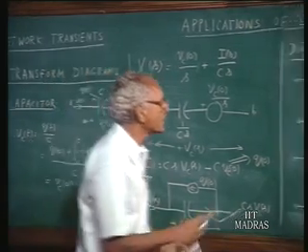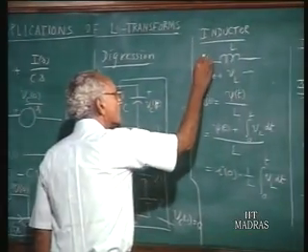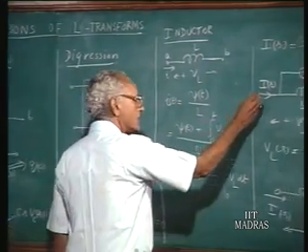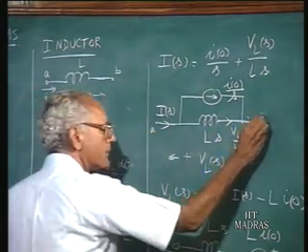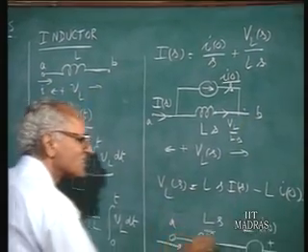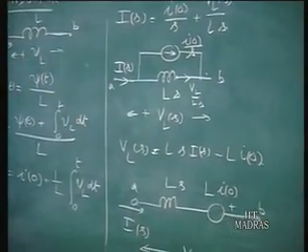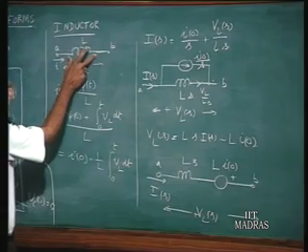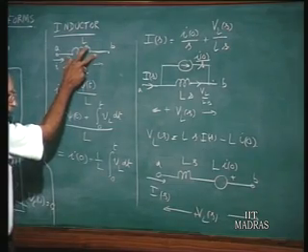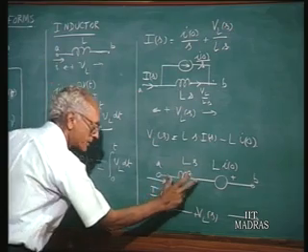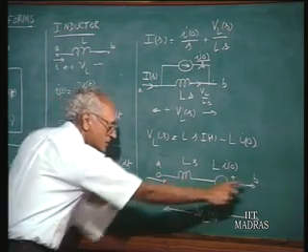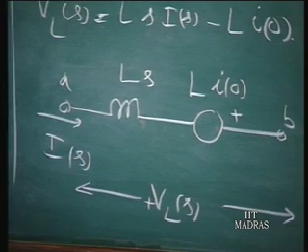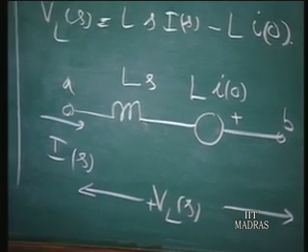Another comment here is that if you have A and B as the terminals of the inductor, here also these must be the terminals of the inductor, A, B. You should not think that these are the two terminals of the inductor in the transform diagram. It is the entire branch, including the voltage source, which stands for the inductor in the transform diagram.